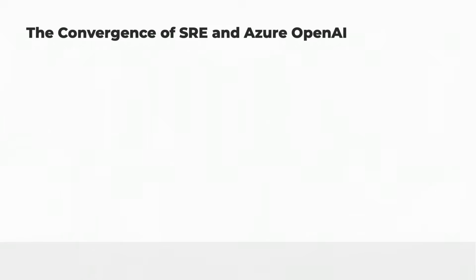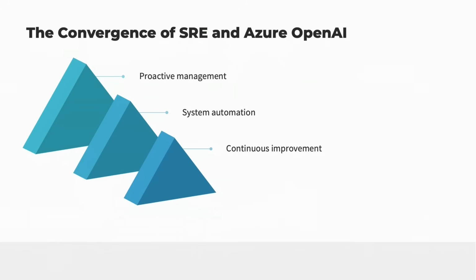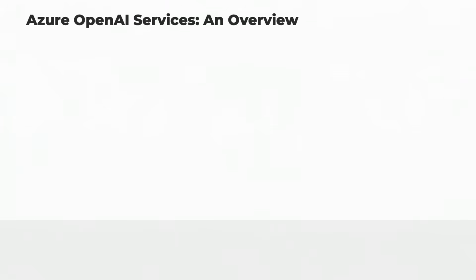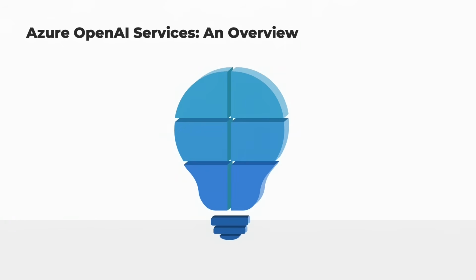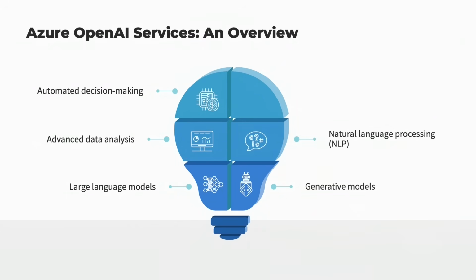So SRE's core principles revolve around proactive management, automation, and continuous improvement of software reliability. Azure OpenAI services can augment these principles, offering advanced tools and capabilities that enrich SRE practices. Azure OpenAI services provides a range of AI models and tools, including large language models, generative models, and other AI-driven solutions. These services allow for advanced data analysis, natural language processing, and automated decision-making, all of which align quite nicely with the proactive and data-driven nature of SRE.